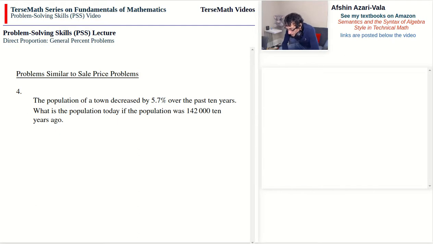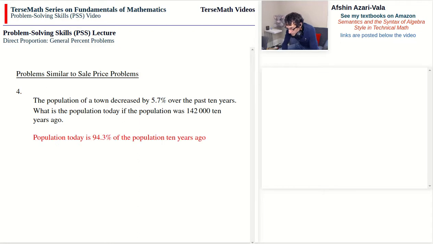Now you notice that the difference between this and problem number 1 was that with problem number 1 we wanted to find the amount of increase, but now we want to find the total after the amount of decrease. We want to find what's left over after the decrease, so we want the new population. And if 5.7% is the percentage that goes with the amount of decrease, then 100% minus it represents the percentage that goes with the population, what's left over.